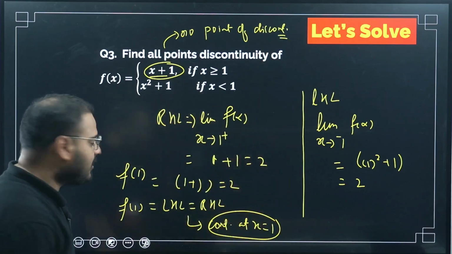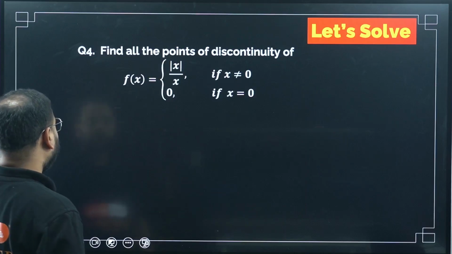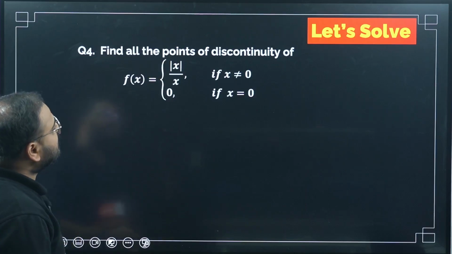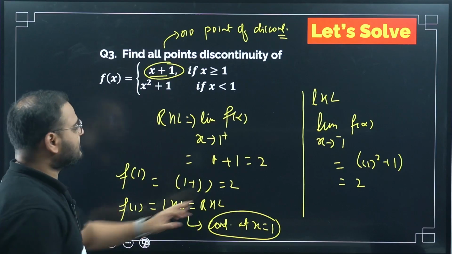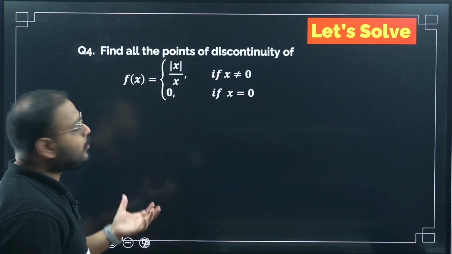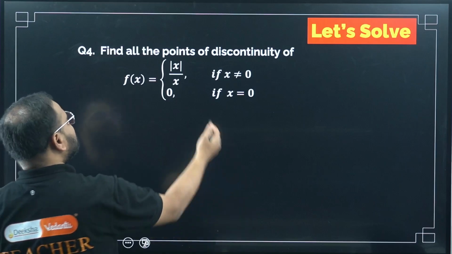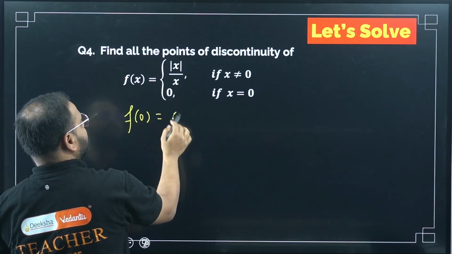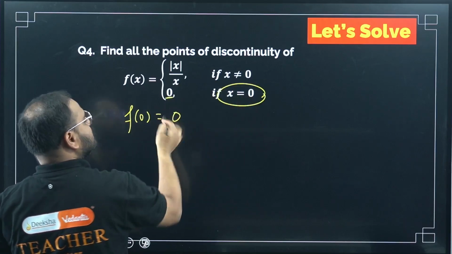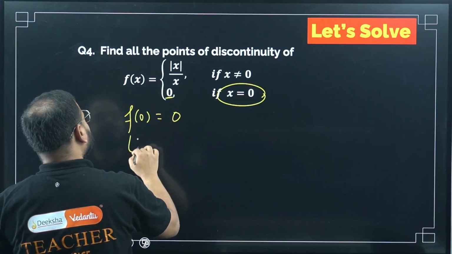Simple enough? Yes sir. Okay, all right, what about this? I will not solve this question using this approach of finding LHL and RHL. You can do that, I'll let you know how to find it. Obviously the function's value at 0 is what? Check here. Simply 0. At x equals 0, what is the function value? 0.